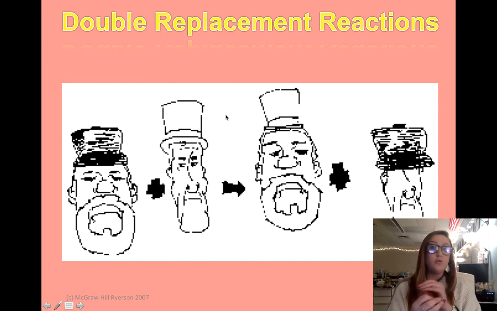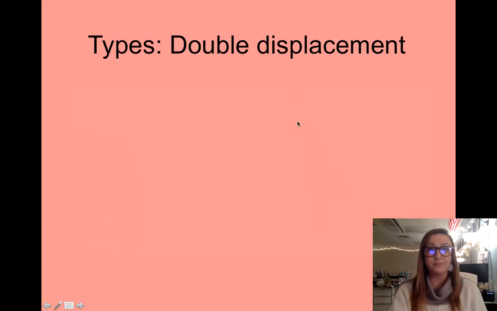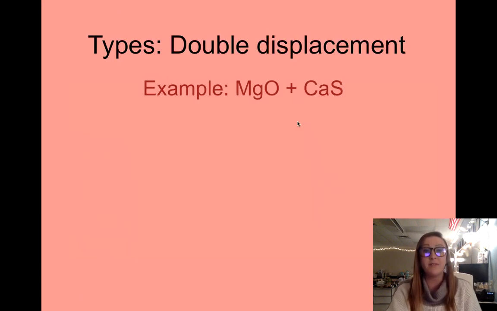We have two things switching at the same time. The white hat and the black hat both switched at the end of the reaction. So let's talk about some different types. Here's an example. We have magnesium oxide. Magnesium and oxygen bonded together, plus calcium and sulfur bonded together for calcium sulfide.